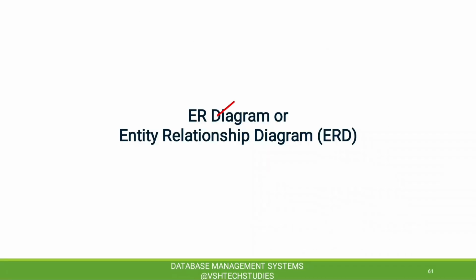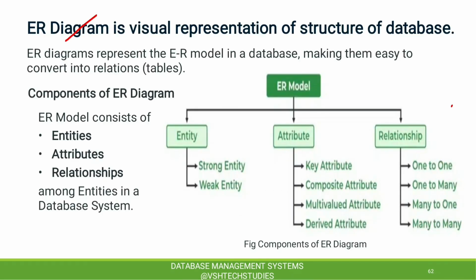Next, we shall study about ER diagram or entity relationship diagram, which is abbreviated as ERD. In diagrammatic form, it represents the different entities, their attributes and relationships. An ER diagram is a visual representation of the structure of a database. They represent the ER model in a database, making them easy to convert into relations or tables. The components of an ER diagram are entities, attributes, and relationships among entities in a database system.